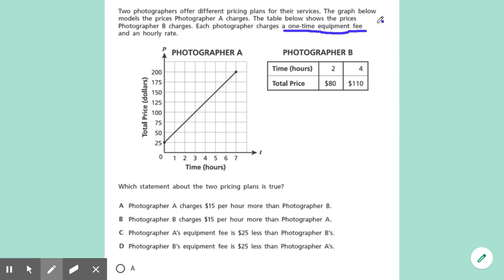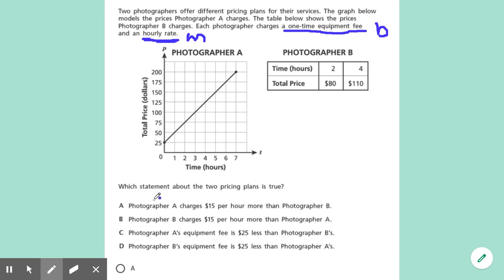The one-time equipment fee is the same thing as saying b, or the y-intercept. It's a one-time fee, and it's just something that happens one time, right? Meanwhile, the hourly rate is a rate of change, that is your slope, right? And that slope is usually being multiplied to a number, right? So the slope is being multiplied to x. All right. So let's find out which is which, but that's hint number 1.